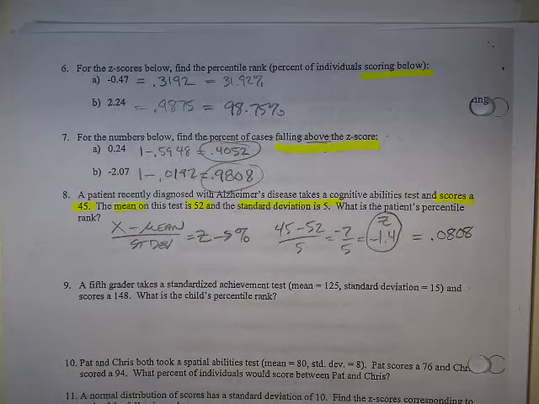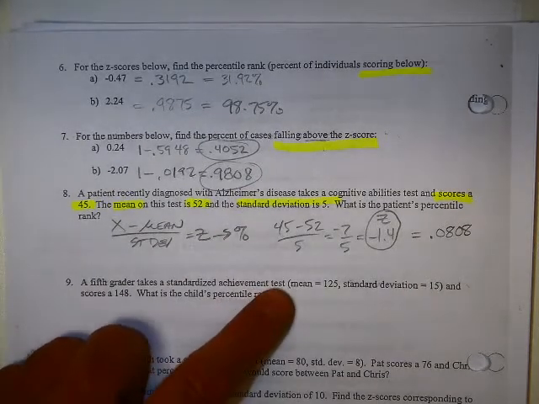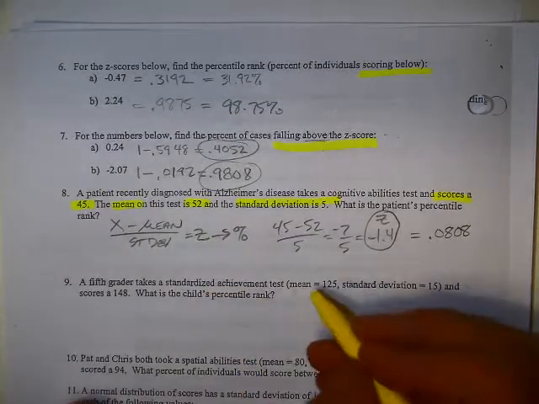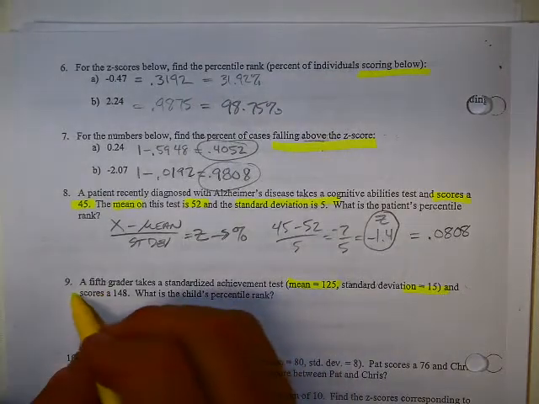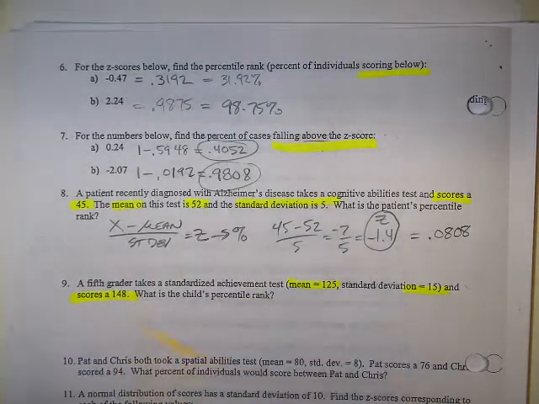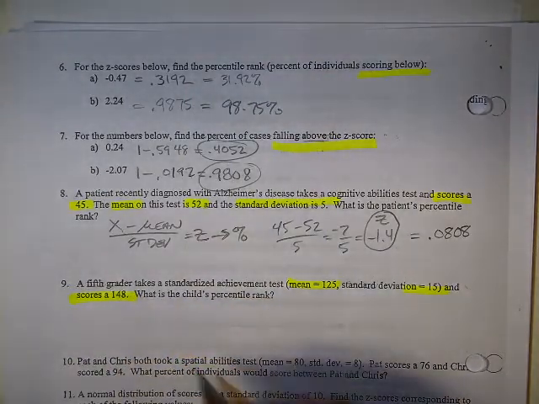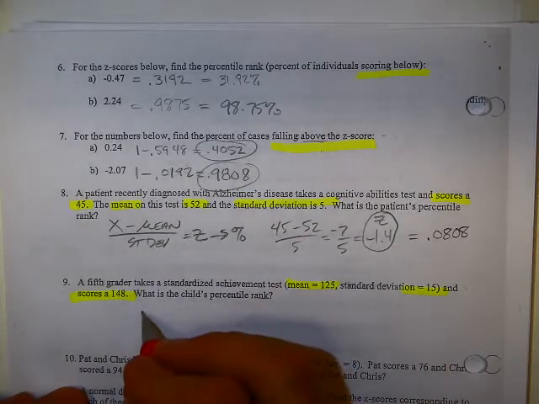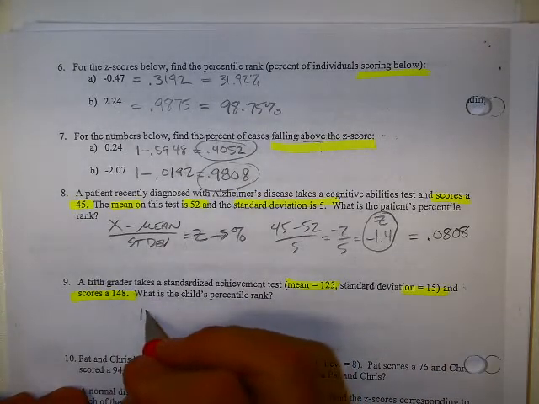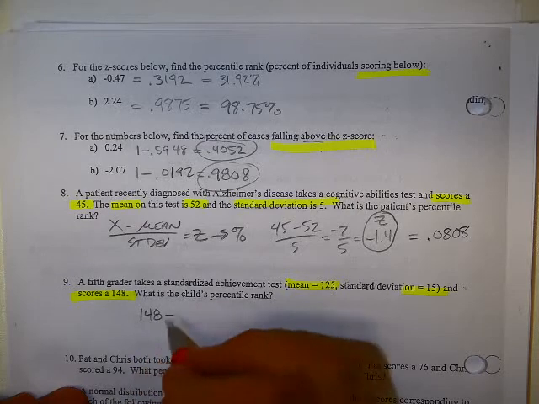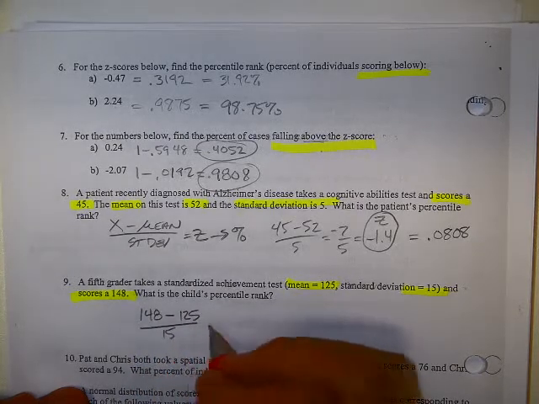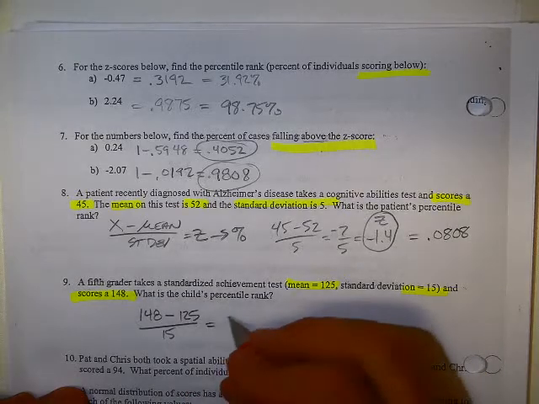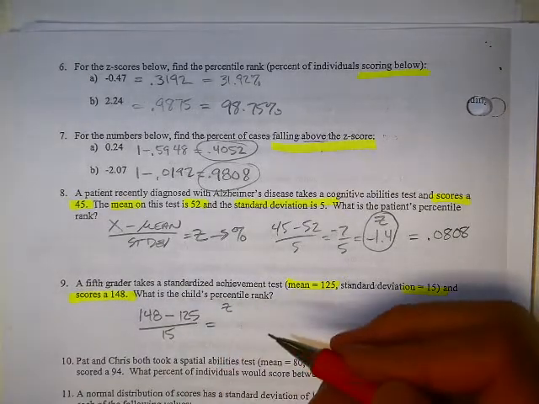All right, a fifth grader takes a standard achievement test with a mean of 125 and standard deviation of 15, and that youth scores 148. I'd say that's a pretty good score. So what's the percentile rank? The score minus the mean divided by the standard deviation, and I'm going to get a Z for that.